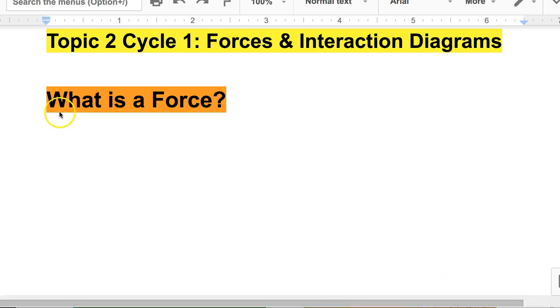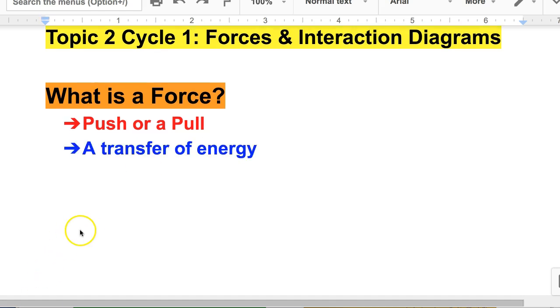So our goal here was to figure out what is a force. And we defined a force originally as a push or a pull. So that was our simple definition of what a force is. We're also using a force to talk about a transfer of energy. Now, going into your lab, that's what you had from our class, and you may have learned other things before.